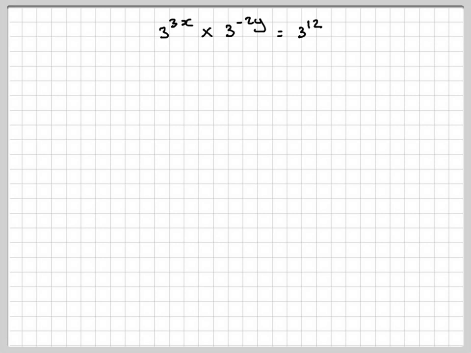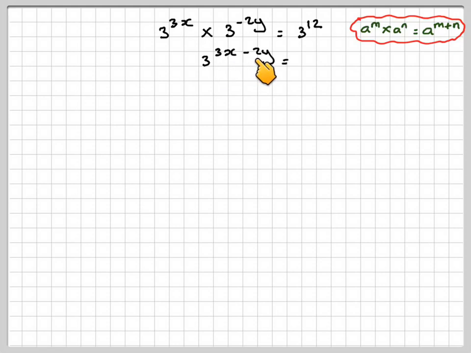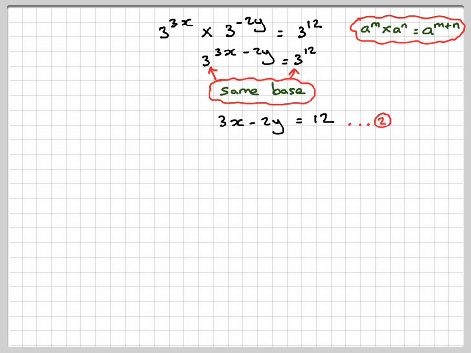Let's write that out again. Right. Now use a to the m times a to the n is a to the m plus n. That means that 3 to the 3x minus 2y must be equal to 3 to the 12. Again, we have the same base, that means the powers have to be equal. That means that 3x minus 2y must be equal to 12.